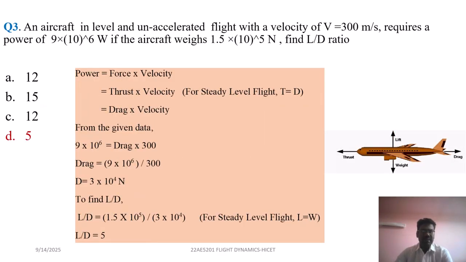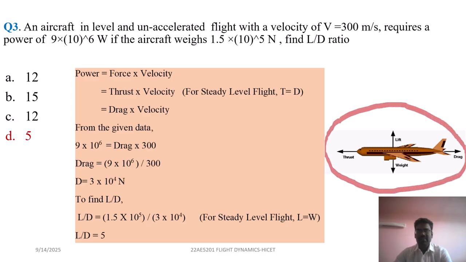The next problem: an aircraft in level and unaccelerated flight, that is the condition they have given. The velocity value is 300 meter per second. The power required is 9 into 10 power 6 watts. If the aircraft weight is 1.5 into 10 power 5 Newton, then we have to find the L by D ratio, that is lift to drag ratio. Again, we have to consider the cruising level flight performance here. From this figure, we can take that the upward force lift is compensated by the weight, and the forward force thrust is compensated by the drag.